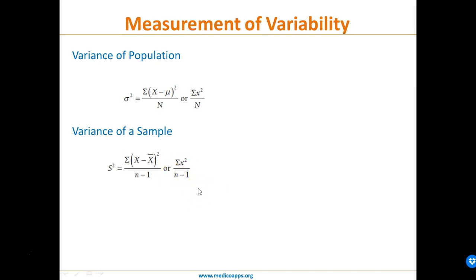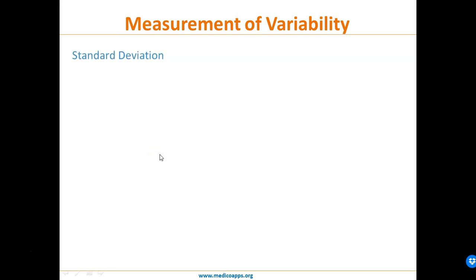From this variance, we can easily calculate standard deviation. Standard deviation is nothing but the square root of variance. So just to reiterate, first we calculate the deviation score. From the deviation score, we calculate the variance, and from the variance, if we take the square root, we will get the standard deviation.